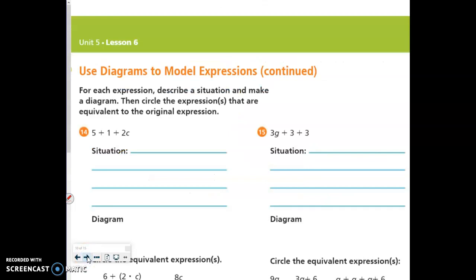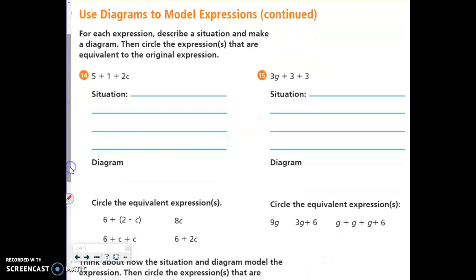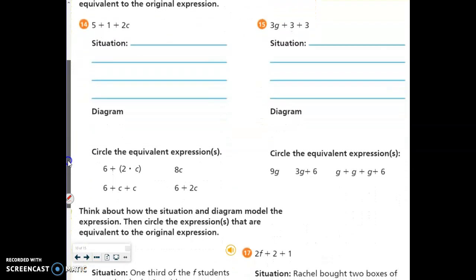All right. Same situation here. I'm not asking us to come up with a situation, again, just based on time constraints. I'd like us to look at 14 and 15 though. So I've got a 5 and a 1 that don't have a variable, and I've got a 2 that does have a variable. So how could I combine that? What would be an equivalent expression?